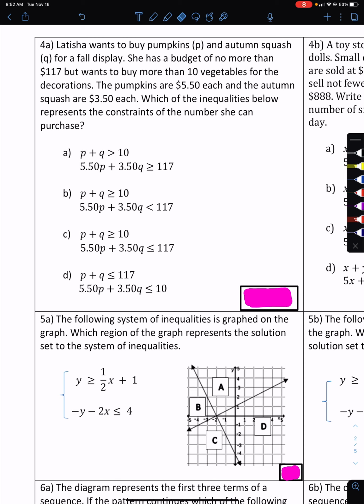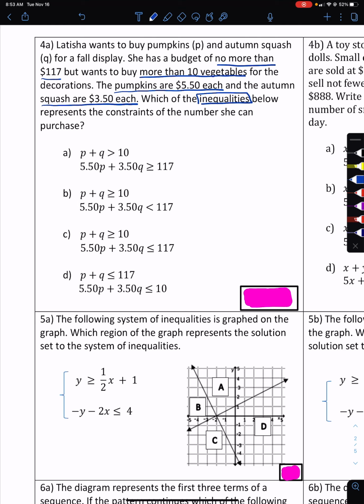All right, looking at 4A, Letitia wants to buy pumpkin and autumn squash for a fall display. She has a budget of no more than $117. All right, no more than 117. Okay. And she wants to buy more than 10 vegetables for the decorations. Pumpkins are $5.50 each, and the squash is $3.50 each. Which of the inequalities represents the constraints of the numbers she can purchase?